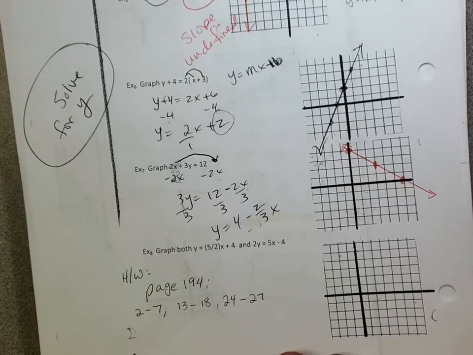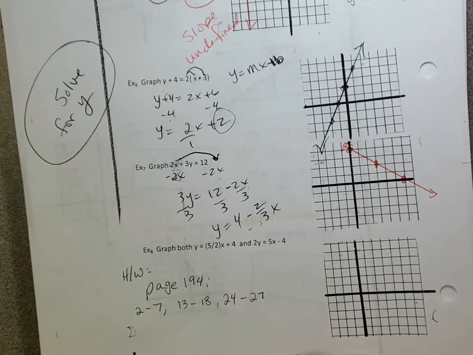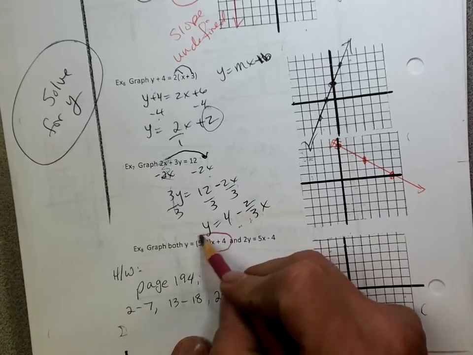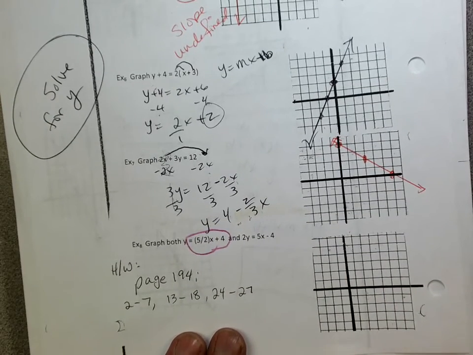Example 8. Almost done. So 2 different lines. Let me do 2 different colors. Oh, let's see. I'll put one in purple. And I'll put the other one in, how about blue? Okay, here's my 2 lines.